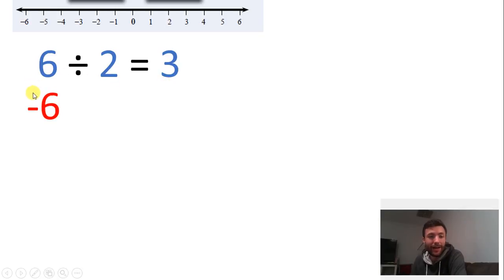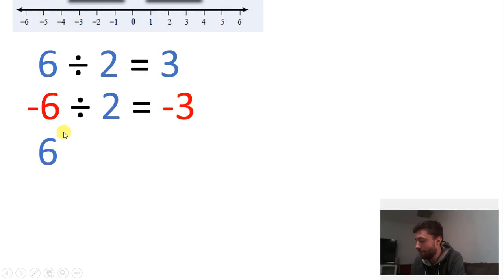Here now we have a negative 6 and we're going to divide it by a positive 2. So negative 6 divided by 2, we're going to go half of that, which is going to be negative 3. Then we have a positive 6 divided by a negative 2, and that's going to give us a negative 3.